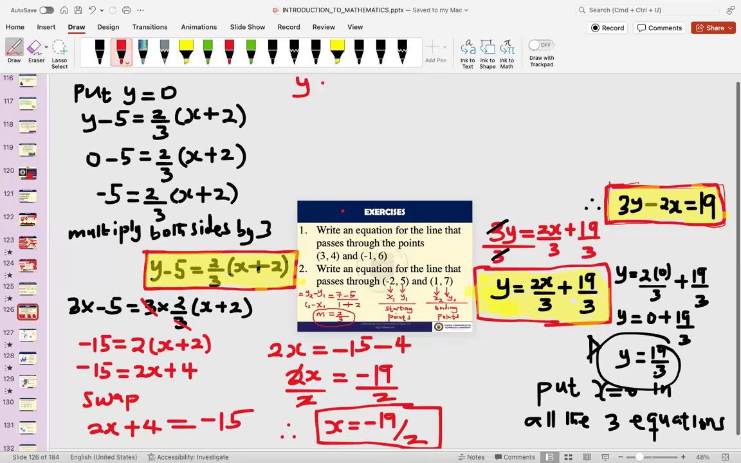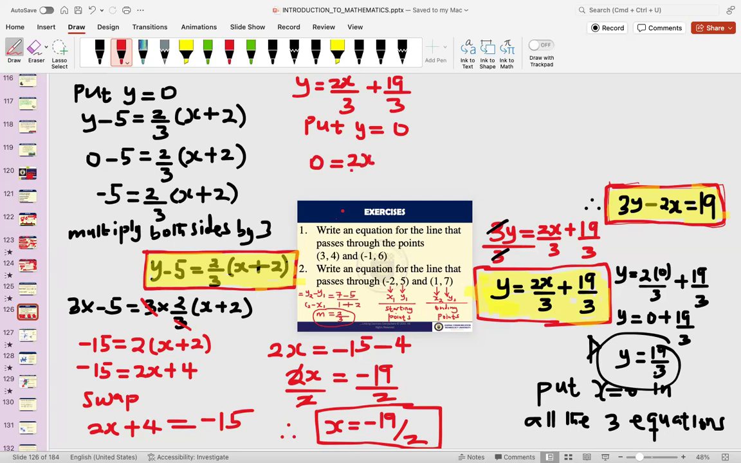y equals 2x over 3 plus 19 over 3. Just as we did to the first one, wherever we see y, we put 0. So put y equals 0. Anywhere you see y, put 0 there. For this equation, we can rewrite it as 0 is equal to 2x over 3 plus 19 over 3.